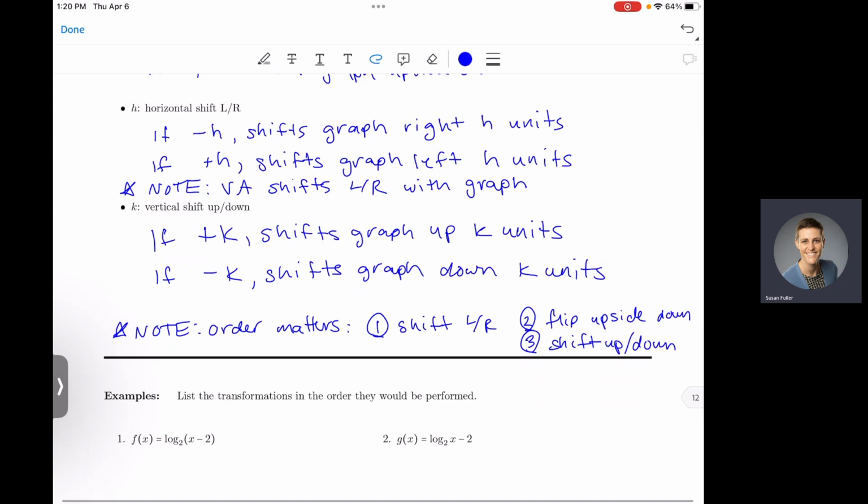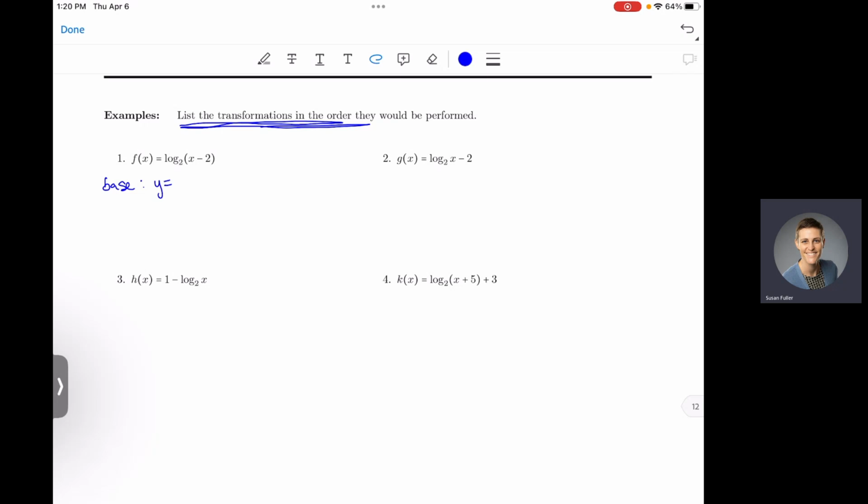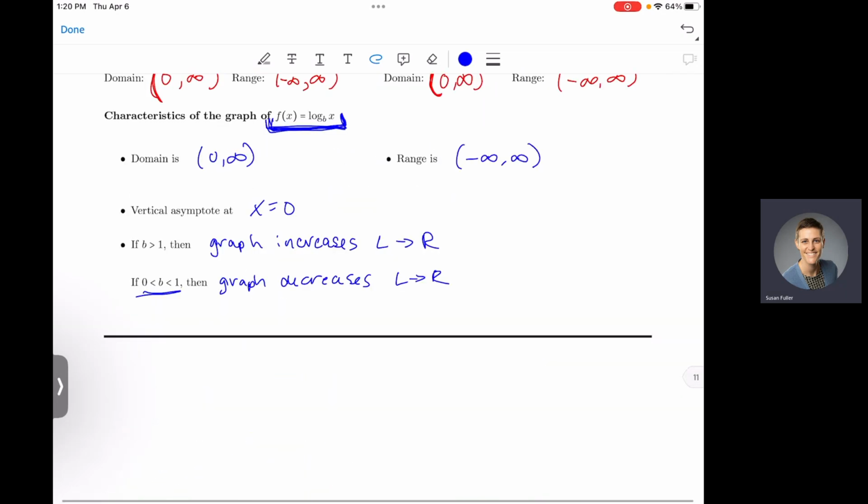All right, so let's practice this thing. Okay, so again, we're going to list the transformations in the order that they would be performed. So if I wanted to graph f of x equals log base 2 of x minus 2, we aren't asked to do this, but the graph that we would be transforming is the base graph. So if we remove any transformations that appear here in our function, what we would be left with is log base 2 of x. This is our base function, and we know what that looks like. We just graphed it up here.